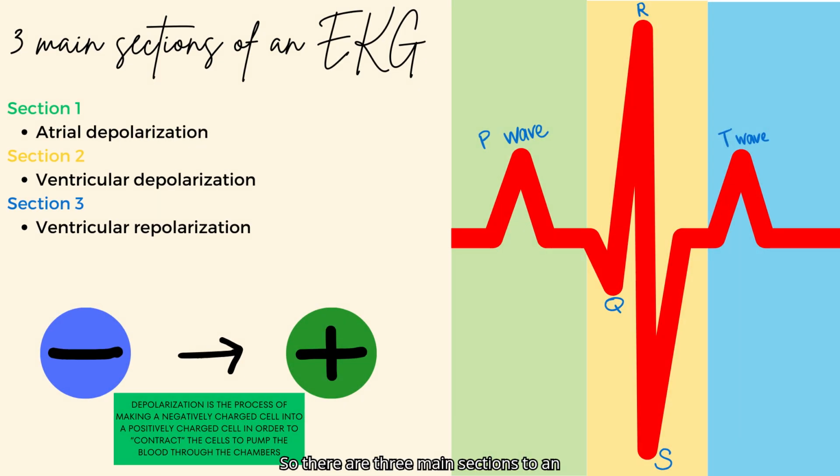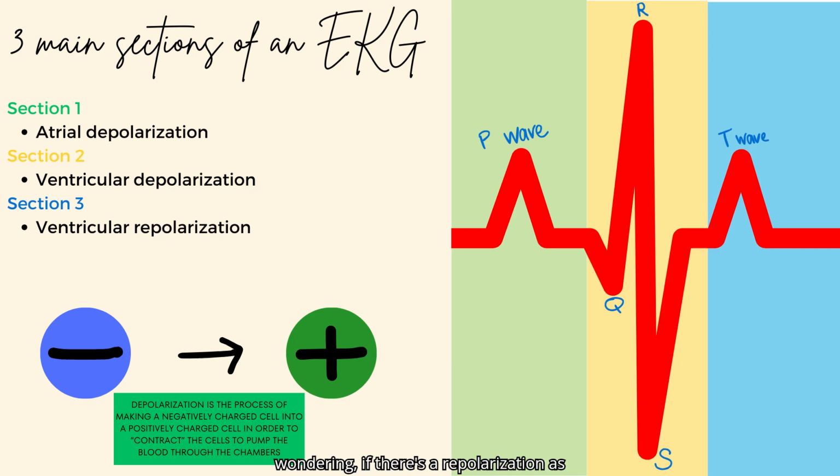So there are three main sections to an EKG chart. There's the atrial depolarization, shown in green, which represents the atria pumping their blood into the ventricles. Then there's ventricular depolarization, shown in yellow, representing the ventricles pumping their blood. And lastly, there's ventricular repolarization, shown in blue, which is basically the ventricles resting and going back to their original phase so that they can be ready for the next pump.